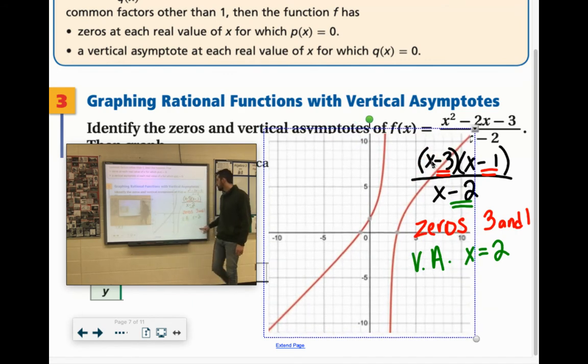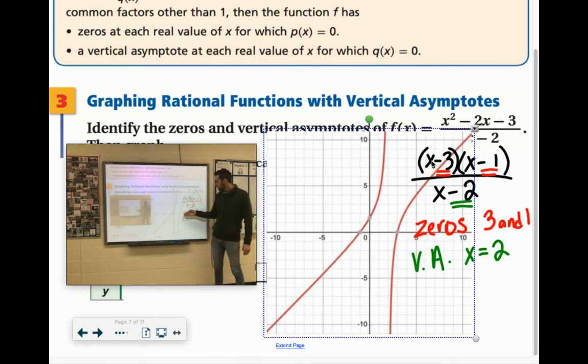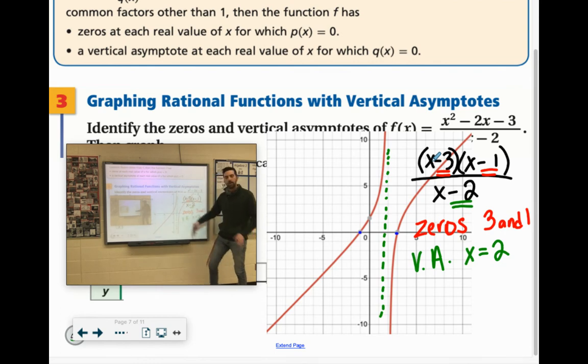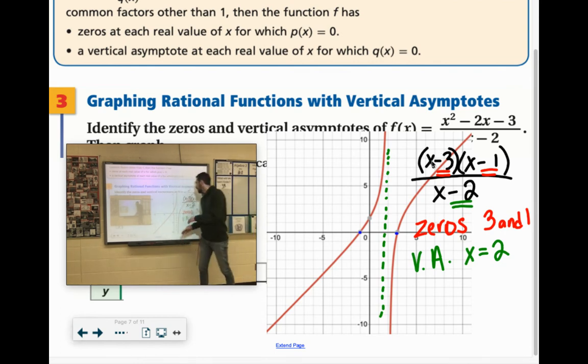And I'll scooch it out of the way here in a second. So if you look, we do have the zeros. It's got zeros at positive 3 and positive 1. And then it's got the vertical asymptote at x equals 2, which is this line right here. Well, I got off the line there. But neither of these parts of the hyperbola will touch that vertical asymptote at x equals 2.